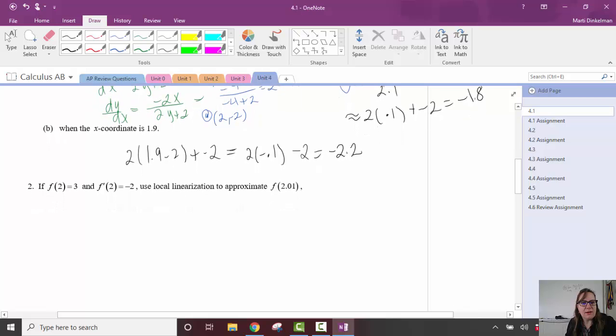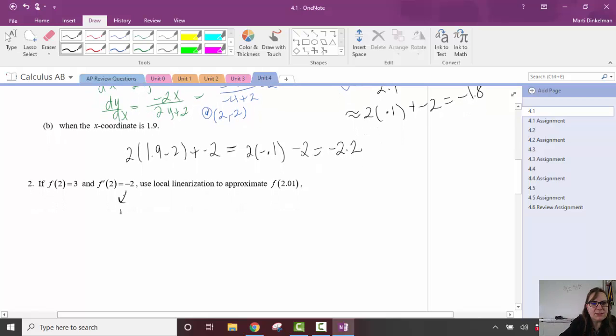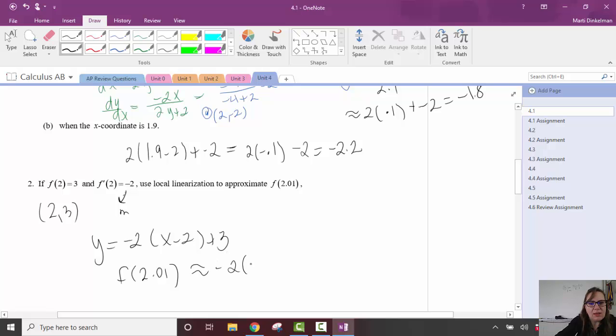Sometimes they give us the information like on example 2 here. So remember that this is the slope, and they're saying our point is 2 comma 3. So we're just going to write the equation of the tangent line: slope times x minus the x-coordinate plus the y-coordinate. And now we're going to approximate. I like that they have function notation here. So I'm going to say f of 2.01 is approximately, and I'm going to plug that in for my x value into my tangent line. So let's see, that's going to be negative 2 times 0.01. Okay, so 3 minus 0.02. So 2.98 is our approximation.